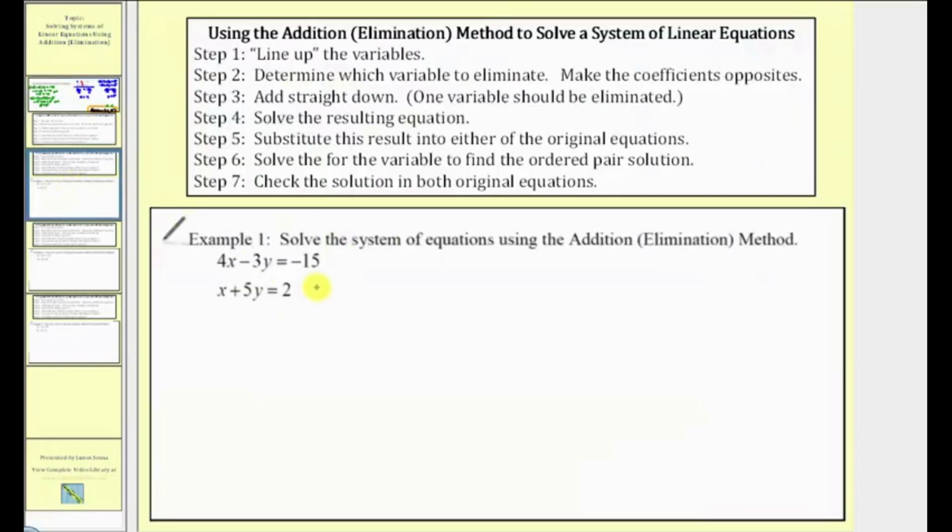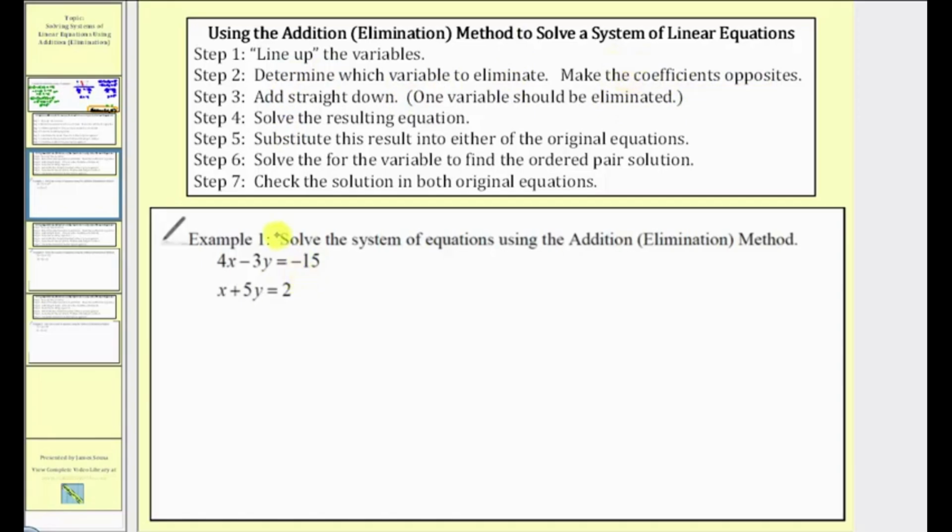So let's solve this system here using the addition method, and we'll follow the steps outlined above. Step 1 says to line up the variables, meaning we want the x terms, y terms, and constants to be lined up vertically, which we have. Again, x terms, y terms, constants. Step 2 is the most important step. Determine which variable to eliminate and make the coefficients opposites.